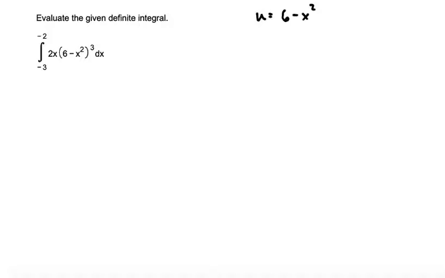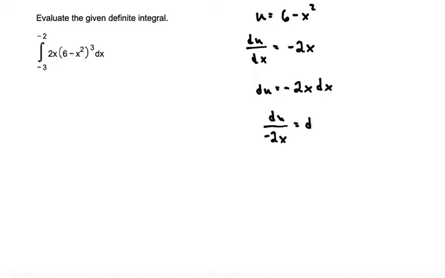then take the derivative of both sides to get du/dx is equal to the derivative of 6, which goes to 0, and the derivative of minus x squared, which goes to minus 2x. Then we solve for dx by multiplying by dx on both sides. That gives us du is equal to negative 2x dx, and then divide by the negative 2x on both sides to get du over negative 2x is equal to dx.